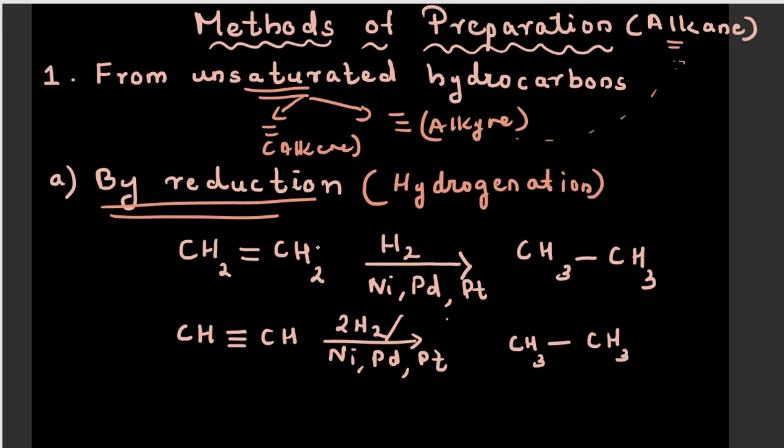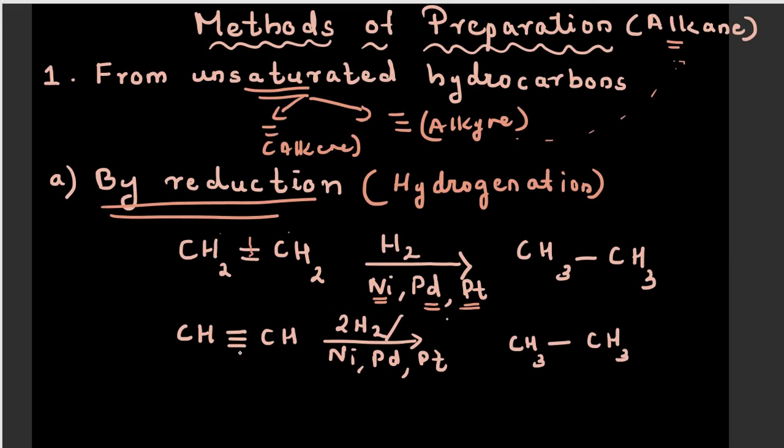So here you can see that the breaking of the pi bond takes place, and thus the H2 molecule adds to these two carbons, and thus we are getting the alkane. Now this reaction takes place in the presence of a catalyst like nickel, palladium or platinum. So since it takes place in the presence of a catalyst, it is also known as catalytic hydrogenation.